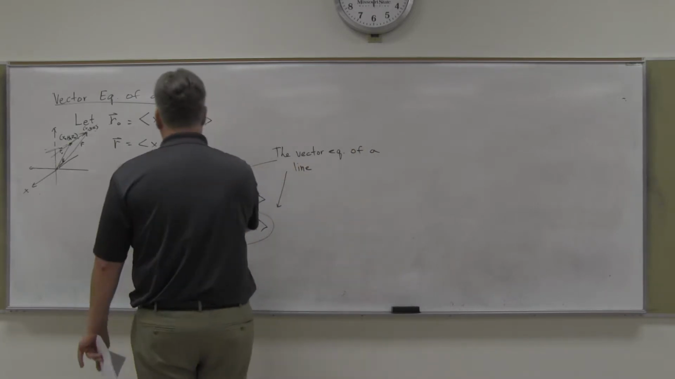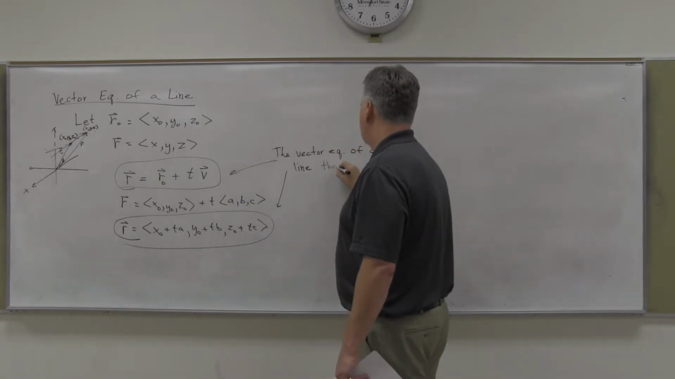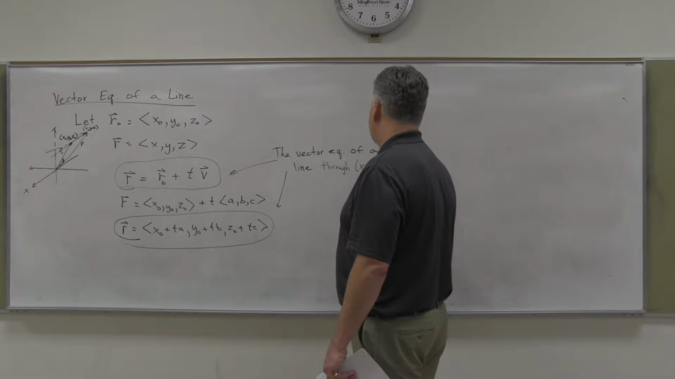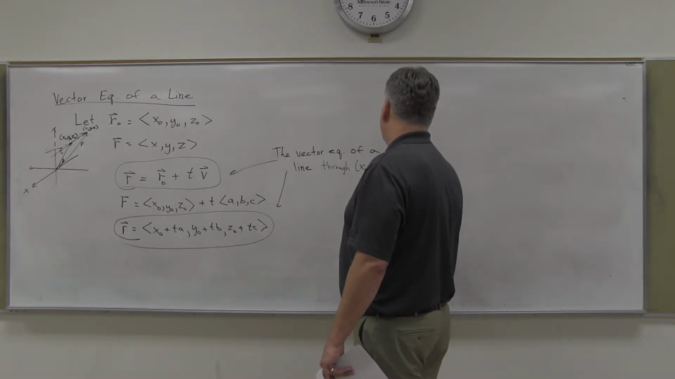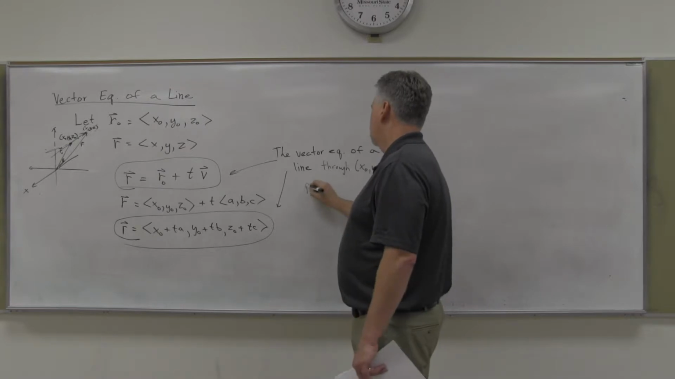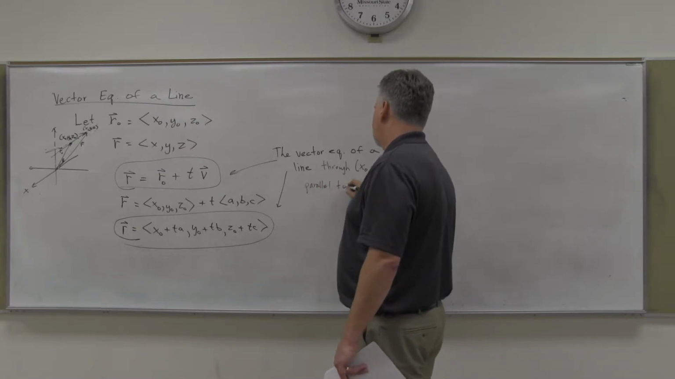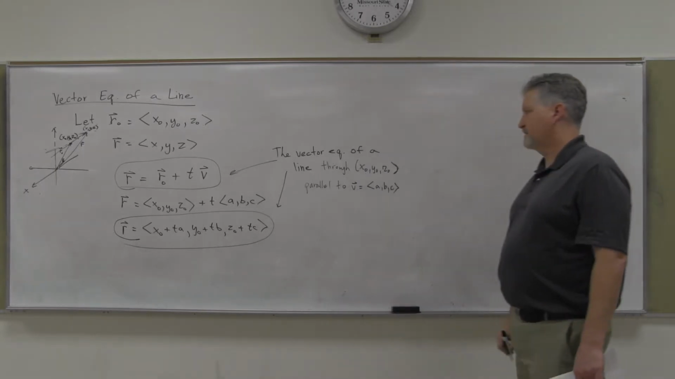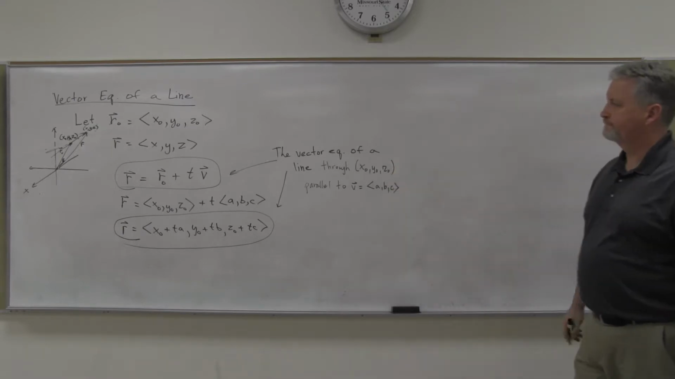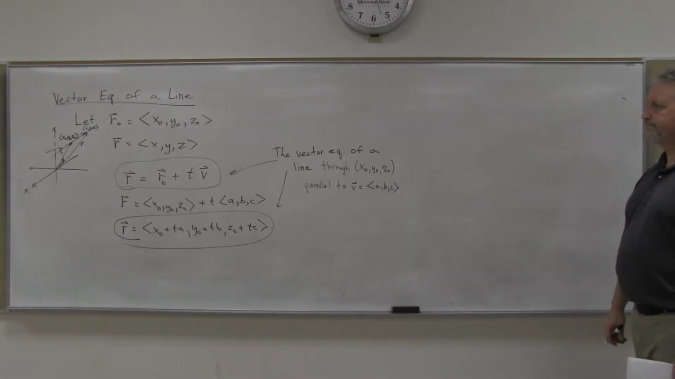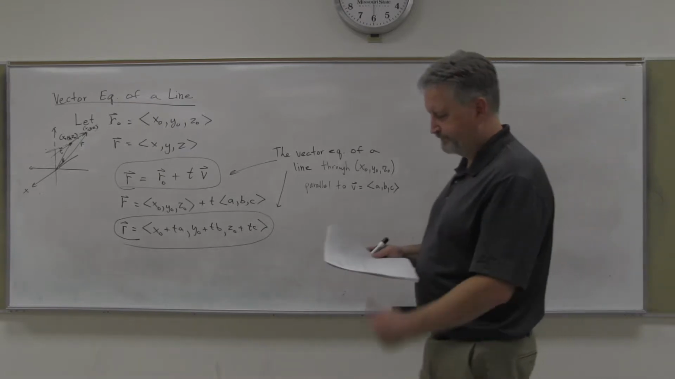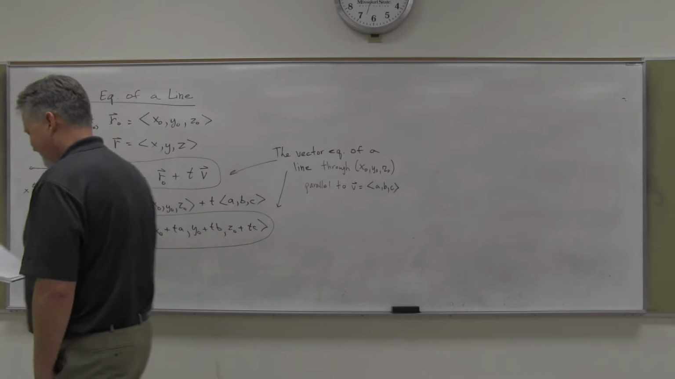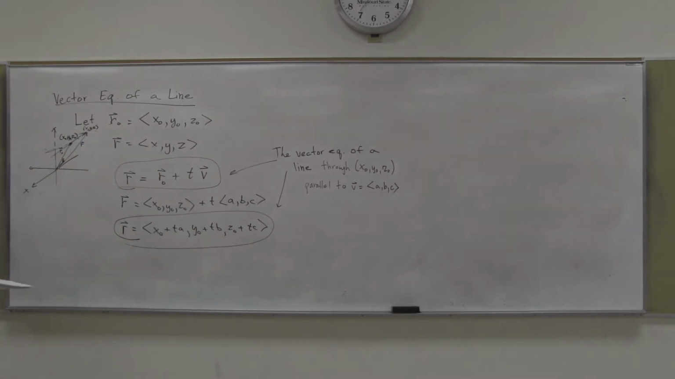So again, you've got the same thing, through x0, y0, z0, parallel to vector V. So you're still given the same two things, point and vector. It's just another way of writing it. But of course, it is given in vector form.